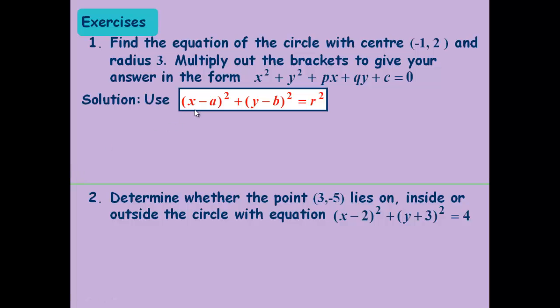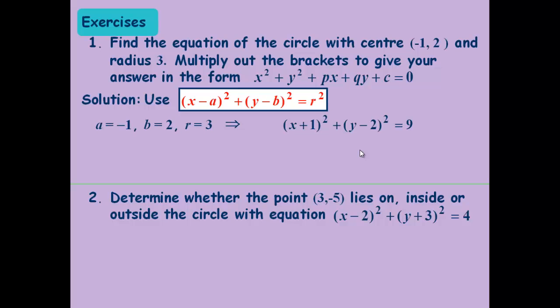So remember, the equation is (x minus a) all squared plus (y minus b) all squared equals r squared. So we're going to put those values in. We put minus 1 in here for a, so we get minus minus 1, which gives us x plus 1. And then 2 in for y, (y minus 2) all squared, and the radius is 3, so we get 3 squared, 9 there.